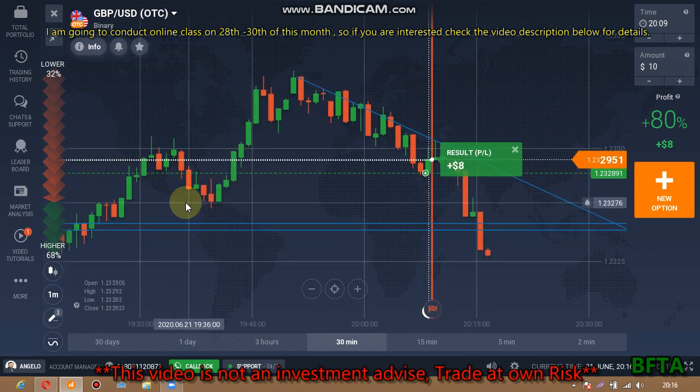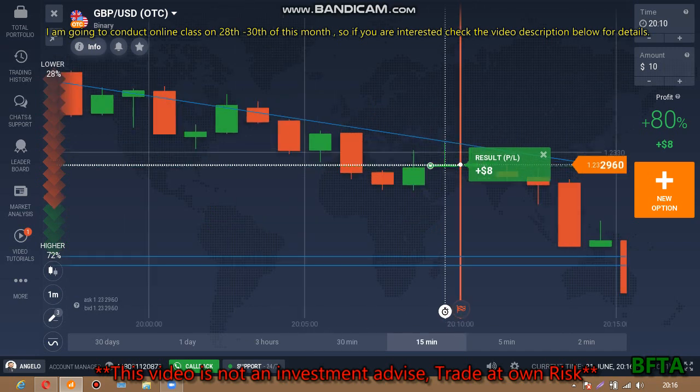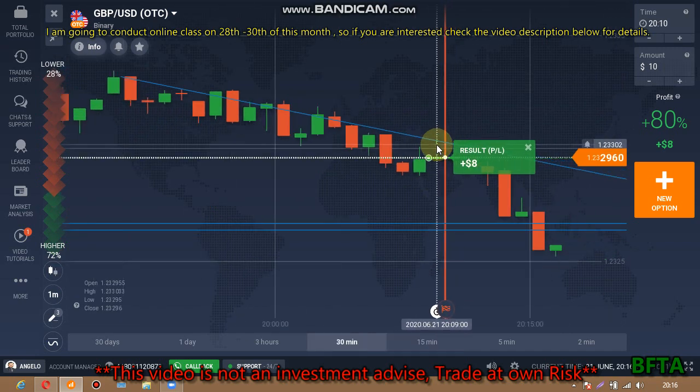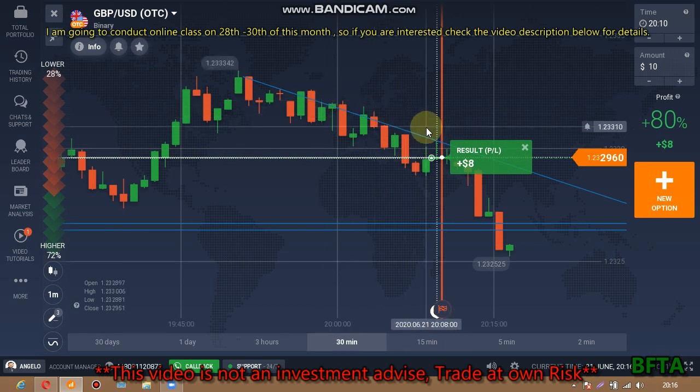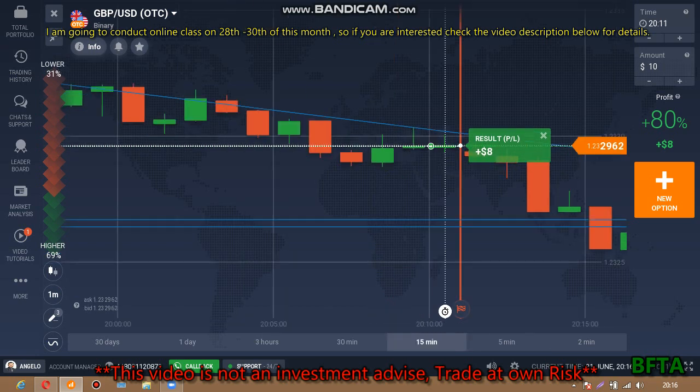Second trade was because of this buyers' area and the sellers are weak, so buyers will enter on the next candle. Third trade was because the sellers' area is here and these buyers are very strong, bullish engulfing with a new high. So I'm expecting a buyers' entry, but definitely weak buyers.